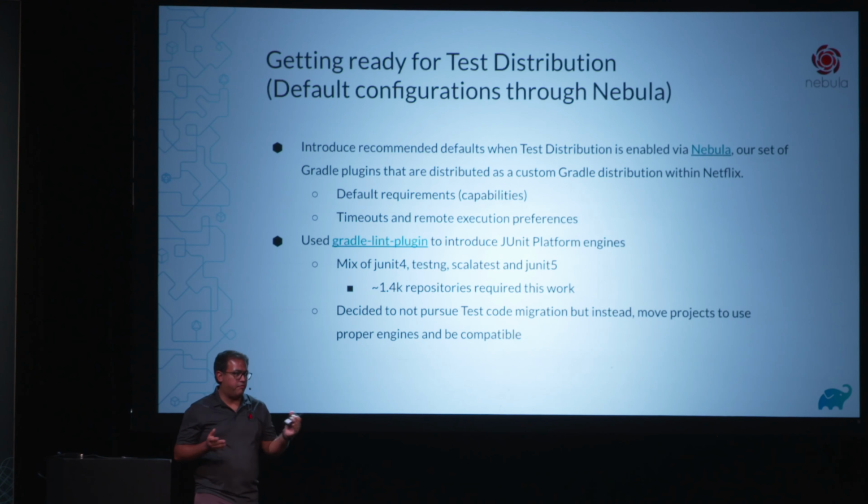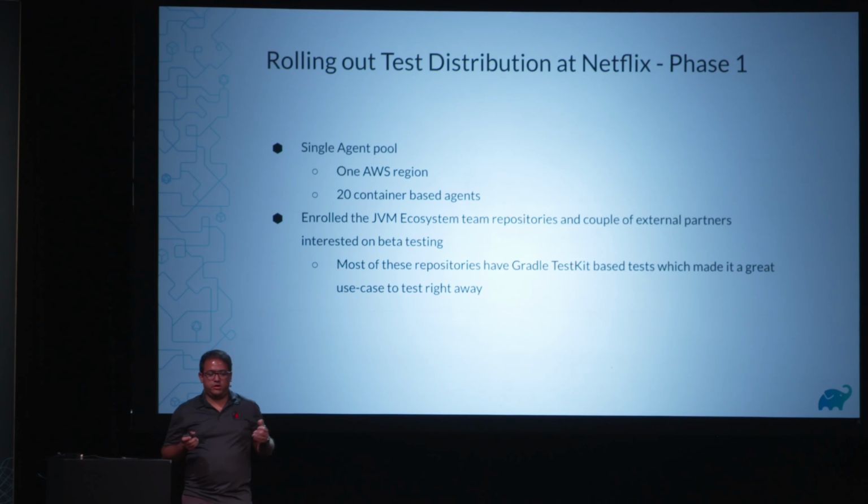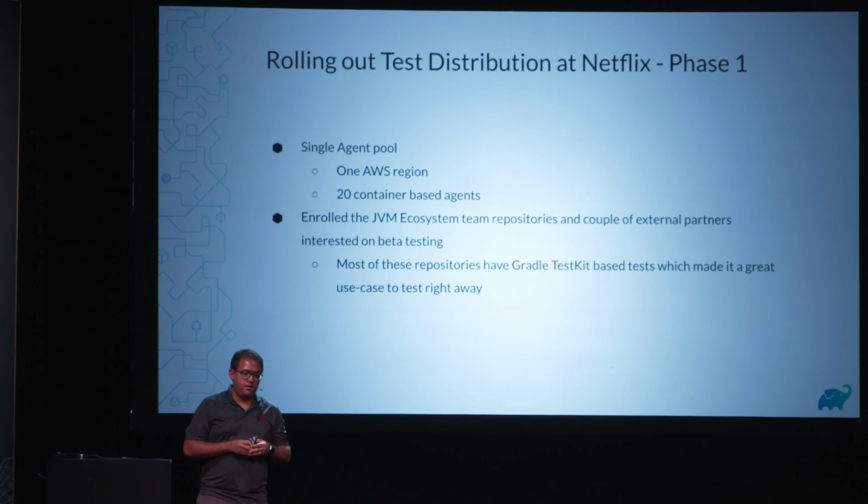When we started looking at test distribution, what we call phase one, it was basically dogfooding at that point. We just deployed a small pool, 20 Docker agents. We enrolled our own repositories into that, where most of the tests are really Gradle TestKit-based tests. So they are heavy in terms of shipping classpaths and such. It was a really nice way to get a sense of what this thing could do.